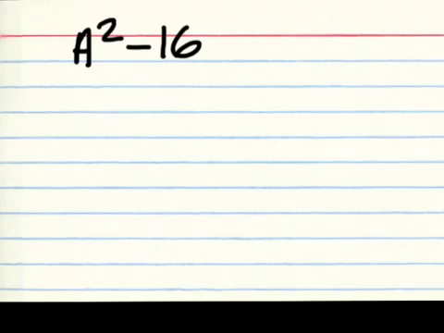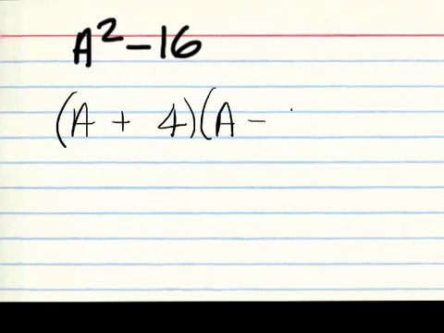The square root of a squared is a. The square root of 16 is 4. You need a plus and then a minus version of this, and that is your final answer.